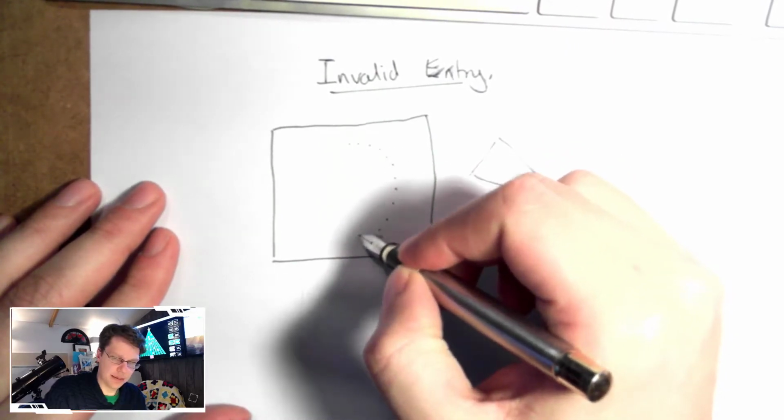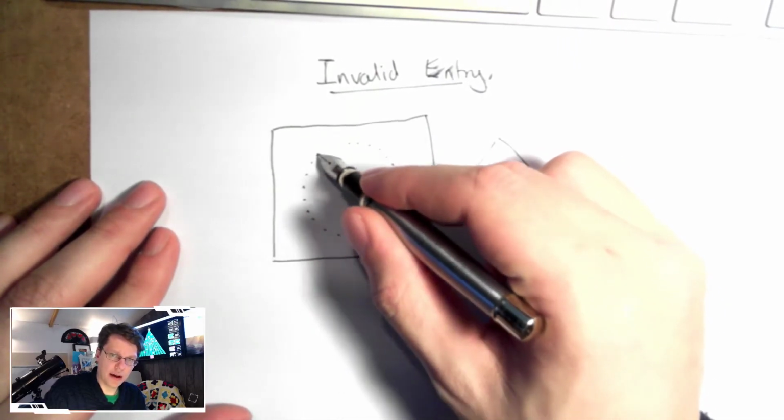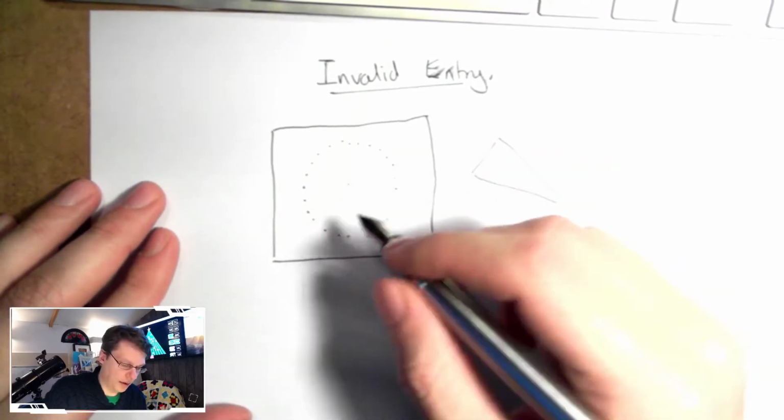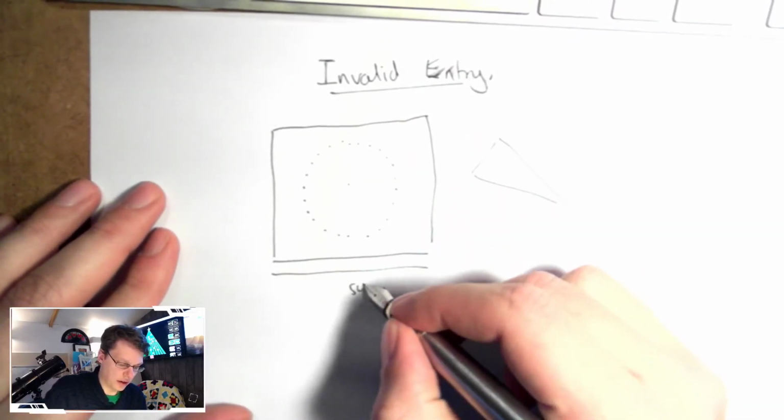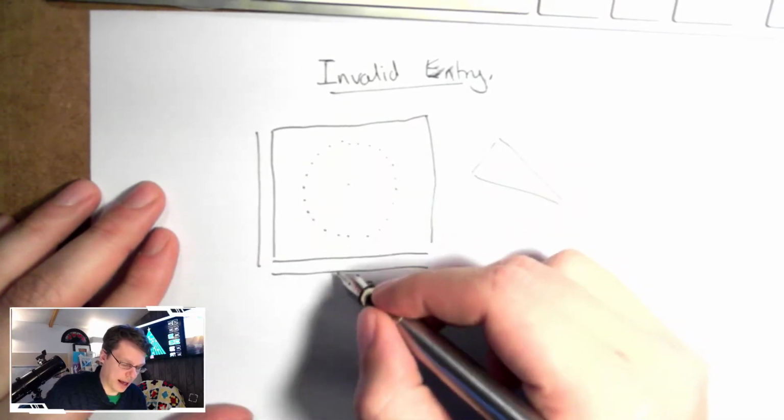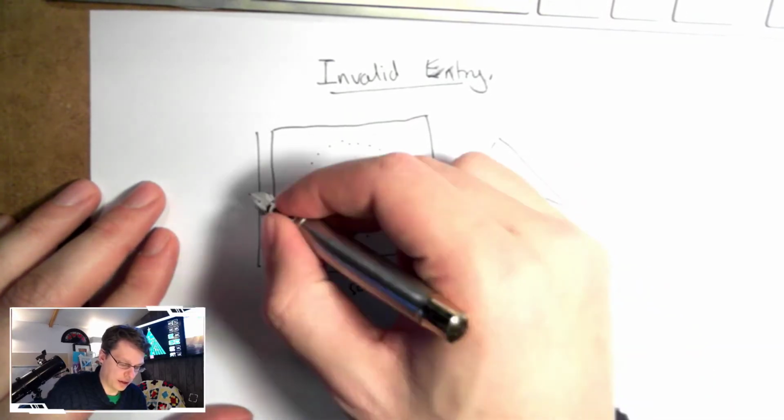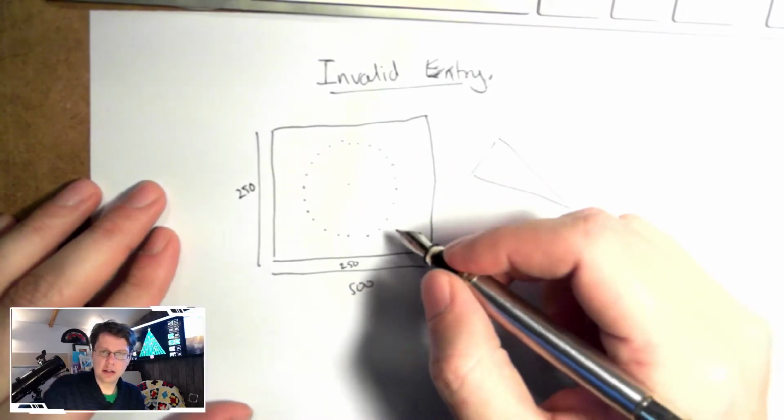So the first thing to do is imagine a circle going around the midpoint. This is a 500 by 500 array, which means that the midpoint is 250 by 250. Makes the maths nice and easy. We're going to hard code it in.